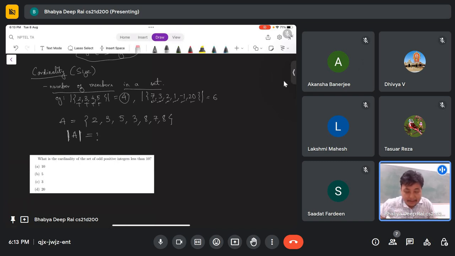Taswar and Sadat, I was teaching the cardinality of the set. Cardinality is simply the number of members in the set. So here there are 1, 2, 3, 4 members in the set, so the cardinality is 4. And here there are 6 members in the set, so the cardinality is 6. The question that I asked was, what is the cardinality of this set? What is the size of this set? Now I'll tell you.